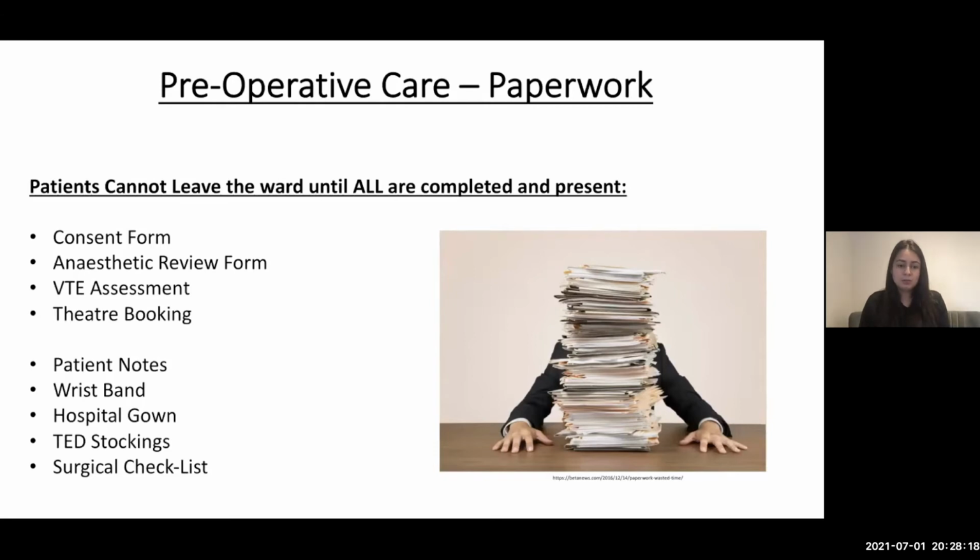And all hospitals usually have a surgical checklist, which is a surgical ward checklist, different to the WHO one. This one is done by the ward team, which mentions which operation the patient's going for, which belongings they have, and if the consent form and essential paperwork is all present.